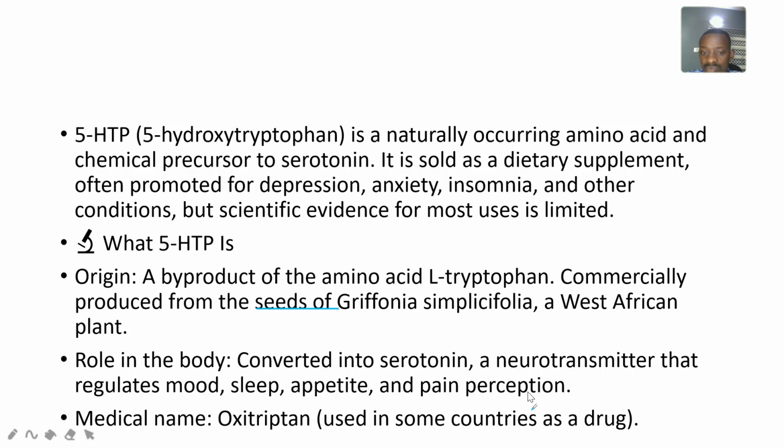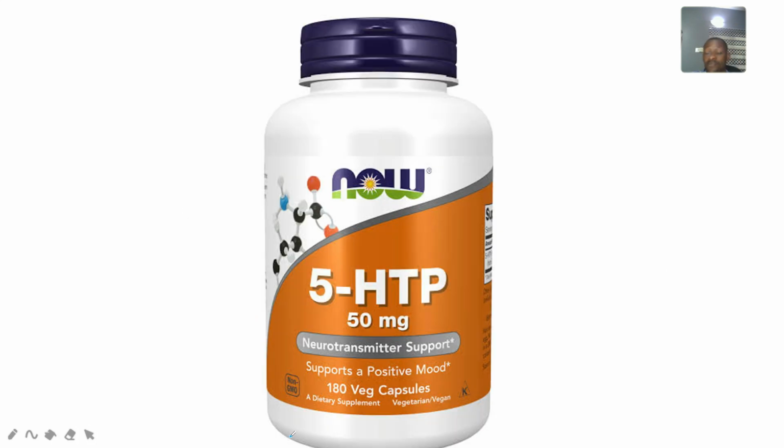Its role in the body is what? Once it gets into the body, it's converted to serotonin, which is a neurotransmitter that regulates your mood, your sleep, appetite, and pain perception. So the medical name is what? Oxitriptan. So it's sold in many places as what? A drug. Okay. So this one gives a positive mood. So it makes you happy. Then definitely people will be abusing it because it makes them forget their worries.